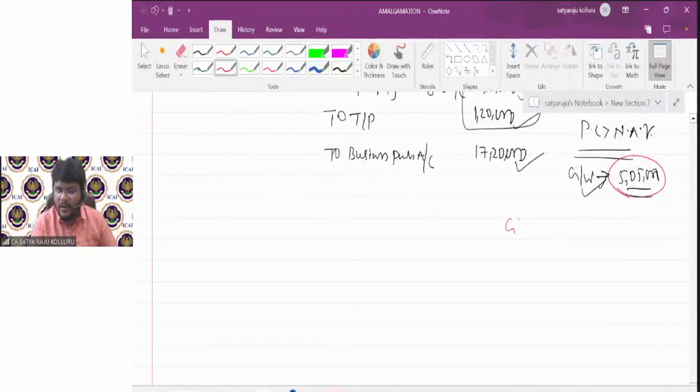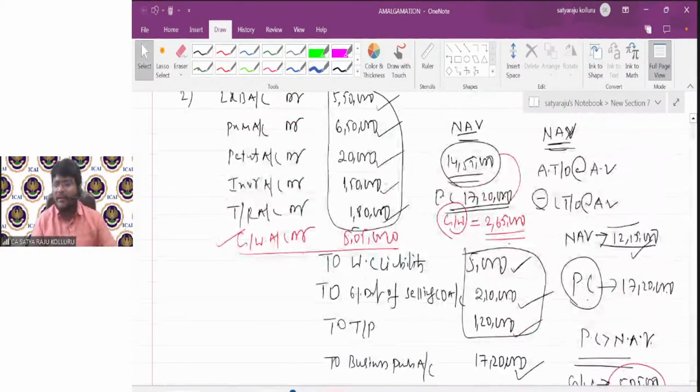For example, if goodwill was erased, in your organization capital reserve is there. You can cancel goodwill with capital reserve. Even though the situation holds good, if PC is less than NAV as well, yes, you can apply the same concept. What I'm trying to tell here: the purchasing company is ready to take over goodwill of the selling company. But the situation is not PC greater than NAV, sir. PC is less than NAV.